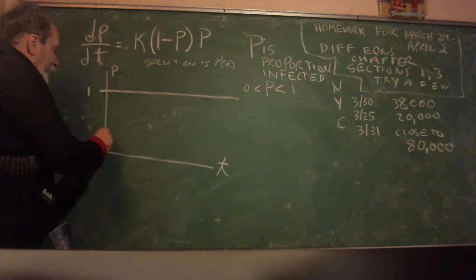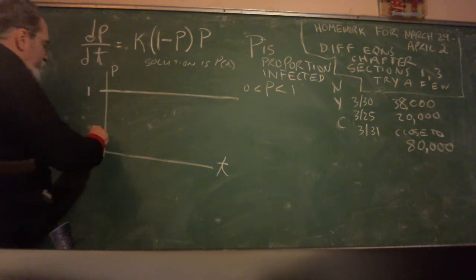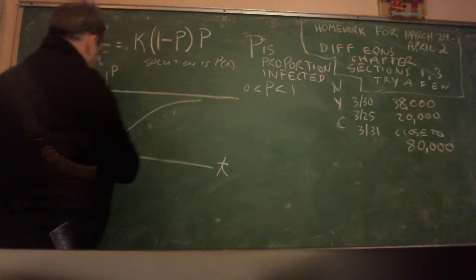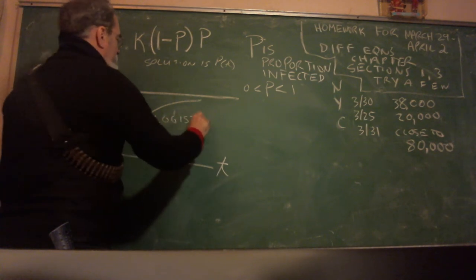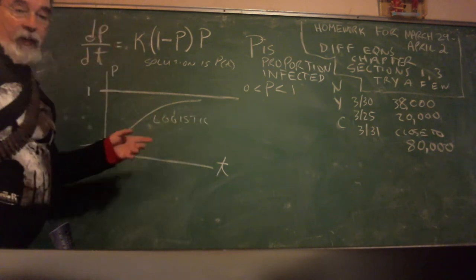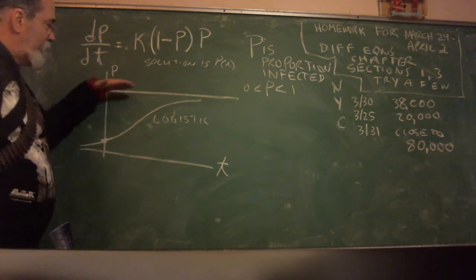But here's what actually happens. You start with, at time 0, you have some small amount, and your solutions take this kind of shape. And this is called a logistic curve. And this kind of curve is how a lot of stuff grows. Anytime there's a limit on things.